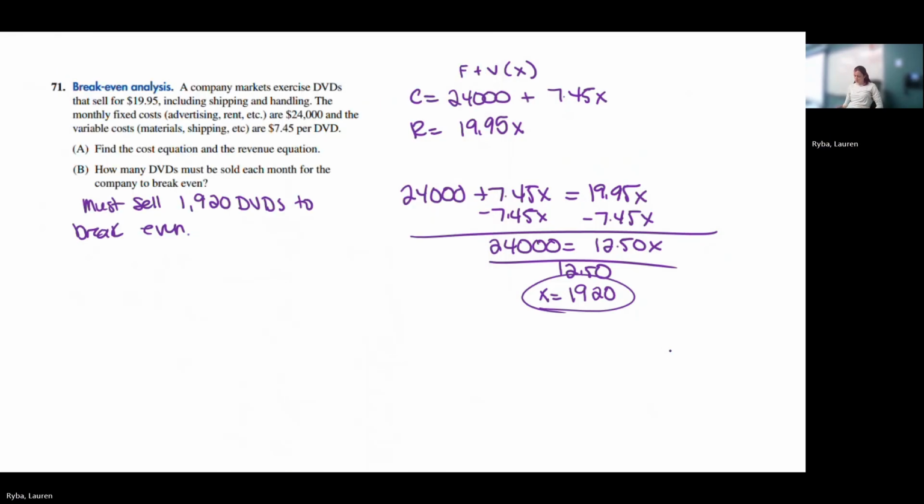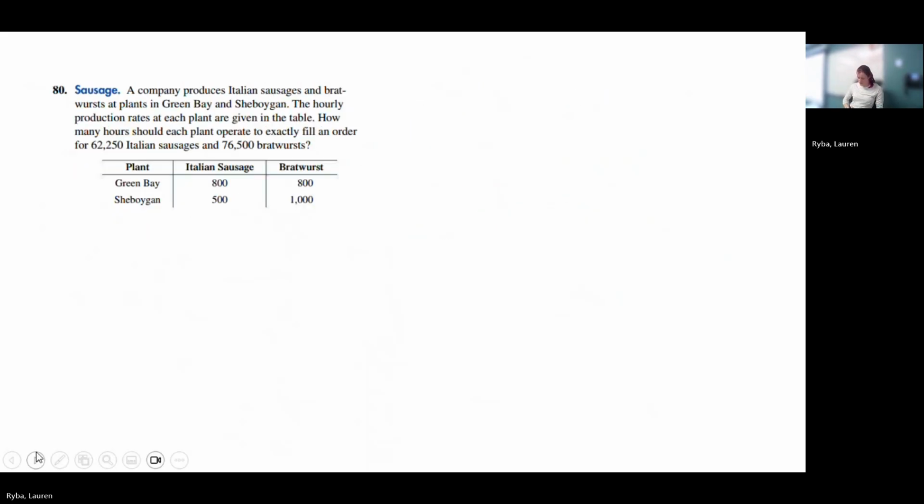All right. Now let's talk about sausage. A company produces Italian sausages and bratwursts at plants in Green Bay and Sheboygan. The hourly production rates at each plant are given in the table. How many hours should each plant operate to exactly fill an order of... Okay, so I'm going to add my totals here. 62,250 Italian sausages and 76,500 bratwursts.